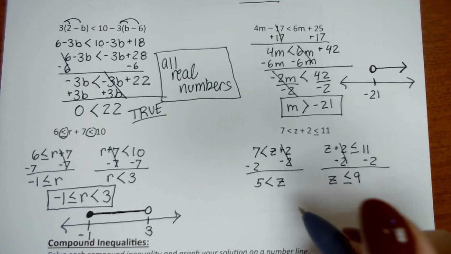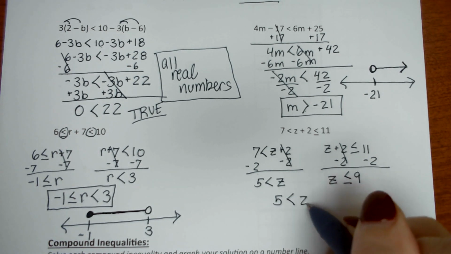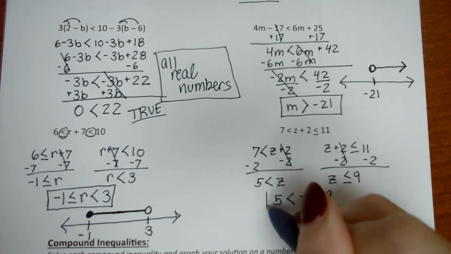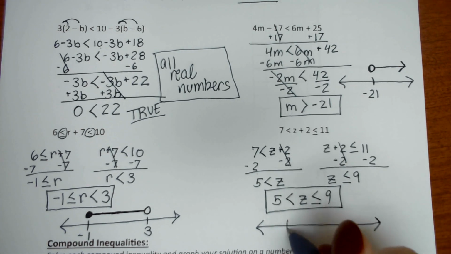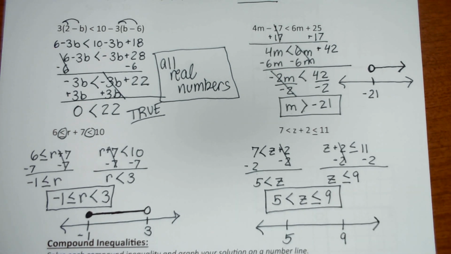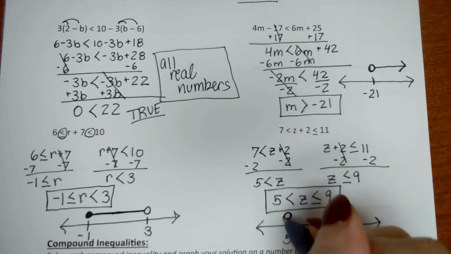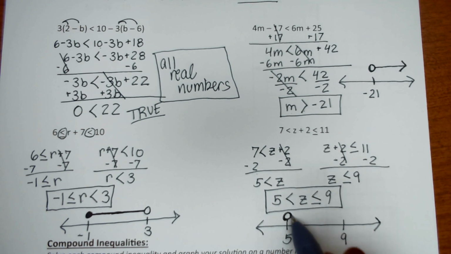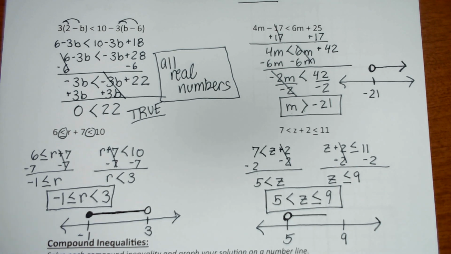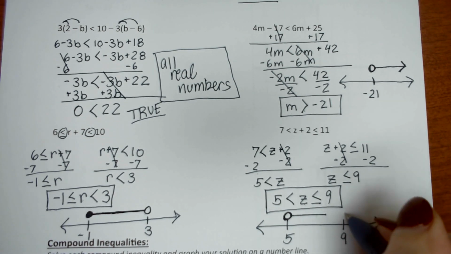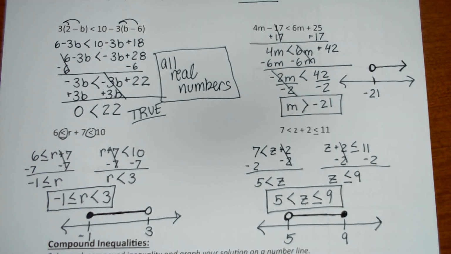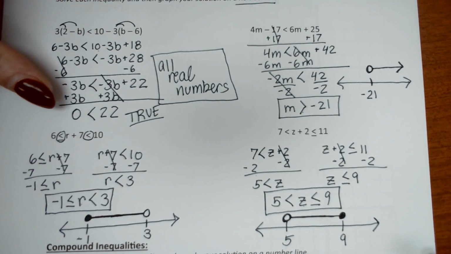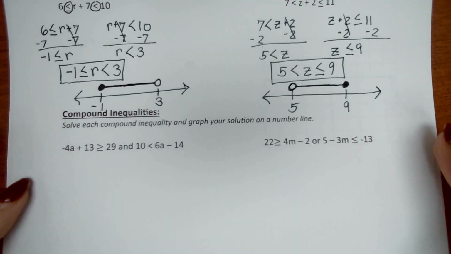Now, we want to combine this into one statement. So 5 is less than z, which is less than or equal to 9. And our last step is to put it on a number line. So I want 5 and 9 on my number line. I'm going to start with z is greater than 5. It's an open symbol, so I'm going to have an open circle, and we want to point towards all the numbers that are greater than 5. The second half is z is less than or equal to 9, so that's a closed circle at 9, and then our arrow going to the left. So those are our inequalities, the solutions, and their solutions graphed on a number line.